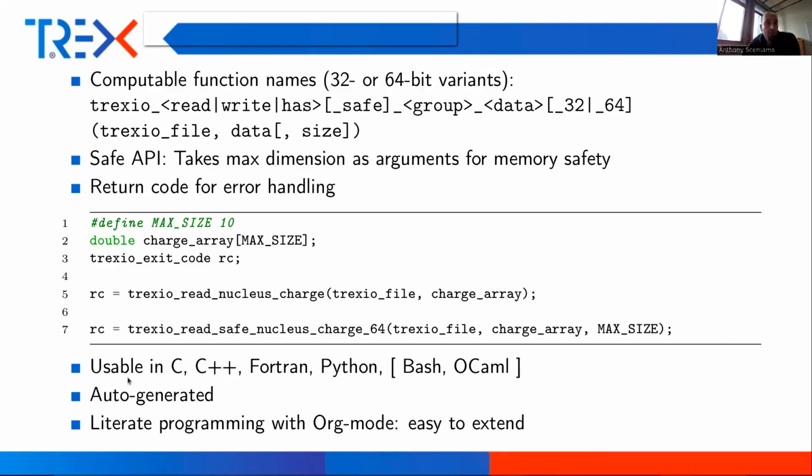So as I said, this library is usable in C, C++, Fortran, and Python. So we wrote a binding in Fortran and a binding in Python. We are now working on a binding in Bash, so that you can just execute Bash commands to read and write your files, and also for the OCaml language.